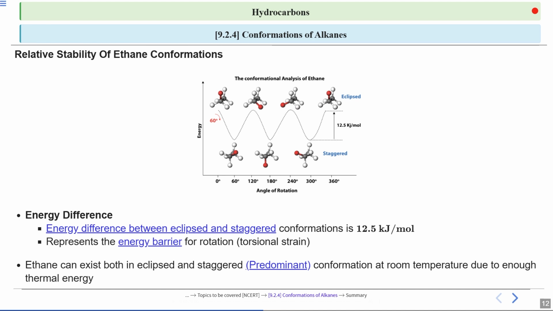Now, ethane can exist in both eclipsed and staggered forms at room temperature, because room temperature has enough thermal energy for their rotation. But still, the staggered conformation is the predominant one due to stabilization. We have two factors for stabilization in the staggered conformation of ethane. First, no strain is present there, and second, we have an electronic factor. We have seen that due to the overlap of sigma and sigma star orbitals, an extra cause of stability comes in the staggered conformation of the ethane molecule.